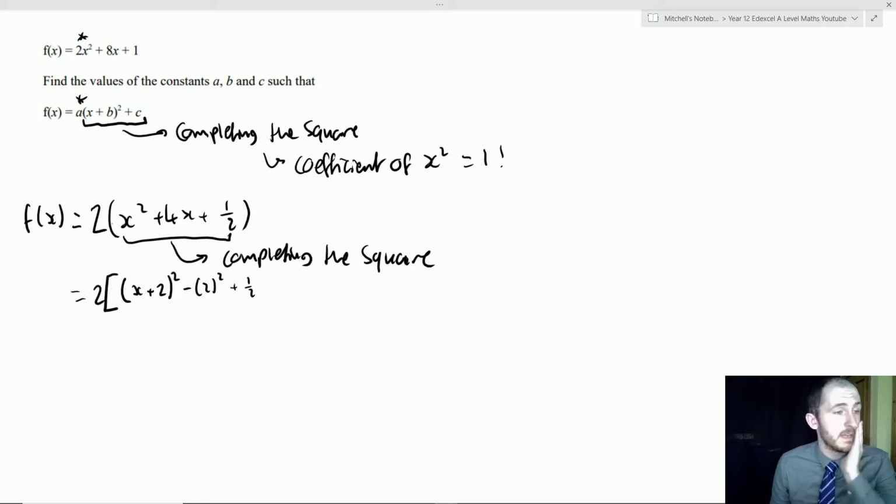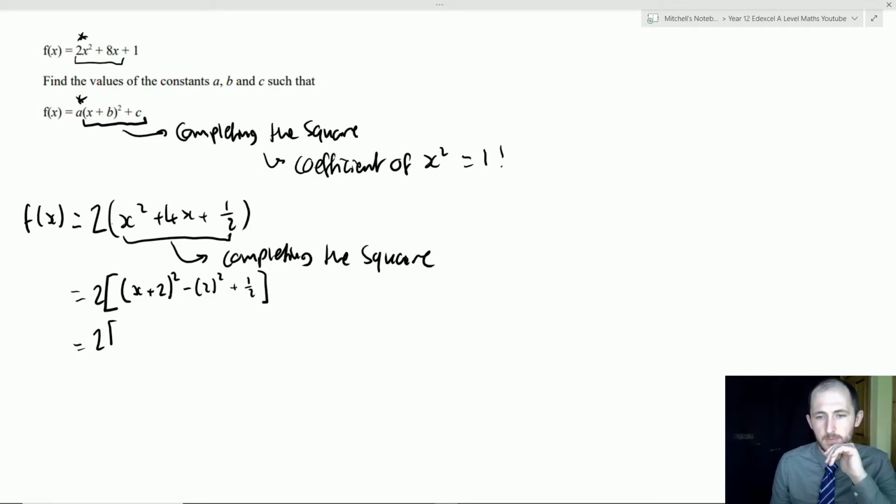By the way, there are other ways to do it. And what I mean by that is some people like to factorize just the beginning bit and leave the one outside and add it at the end. Totally fine. It's the same thing. Either way you want to do it.